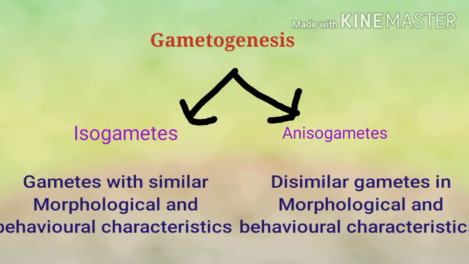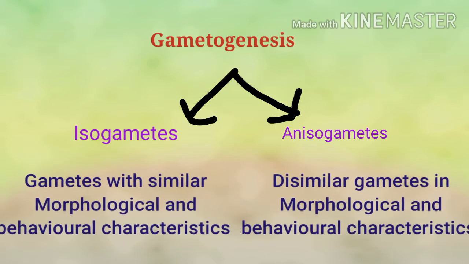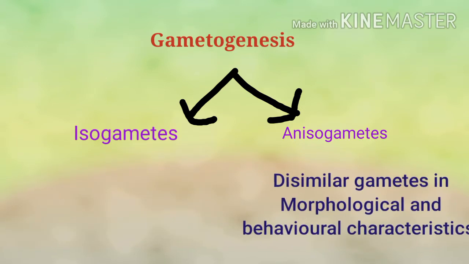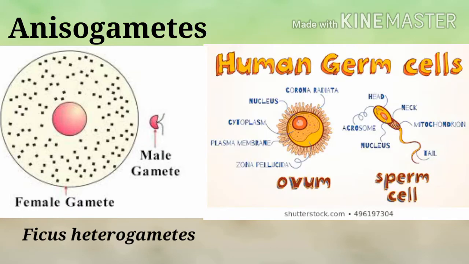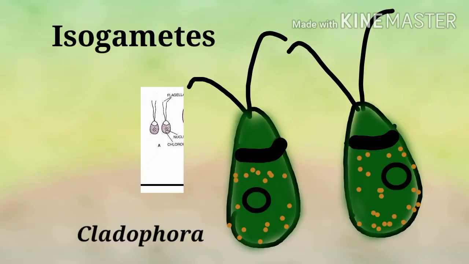The next type is anisogametes, which are dissimilar gametes, morphologically and behaviorally dissimilar. We can distinguish them as male and female. Here the example for anisogametes is ficus, which has both male and female gametes. So you can see in the picture it is entirely different, right? Then you can see in humans, the reproductive cells, both male and female, are entirely different. Okay, children? The example for isogametes is Cladophora, which has gametes similar in their structure and behavior.